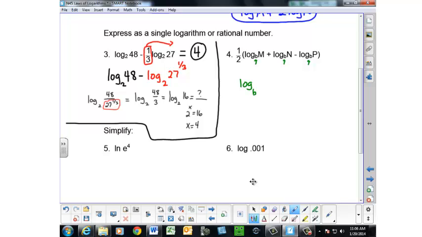So the log base b of m times n, because we had addition, and then divided by p because we had subtraction. And then the exponent is 1/2. Okay, and then the only thing we can do to simplify further, 1/2 power is the square root. So it can be written as log base b square root of mn over p.